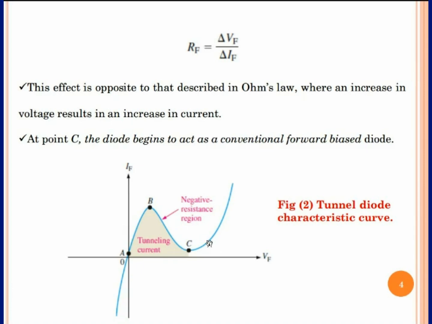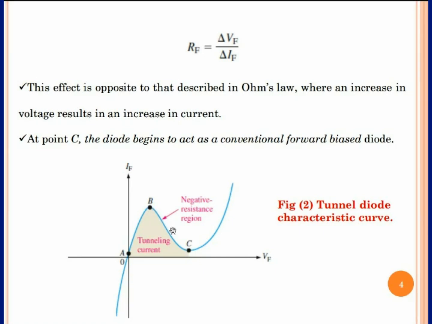Basically, the tunnel diode operates in this region, that means the negative resistance region. This is the tunnel diode operation region, the B to C region. What is called the negative resistance region? We can just see this.